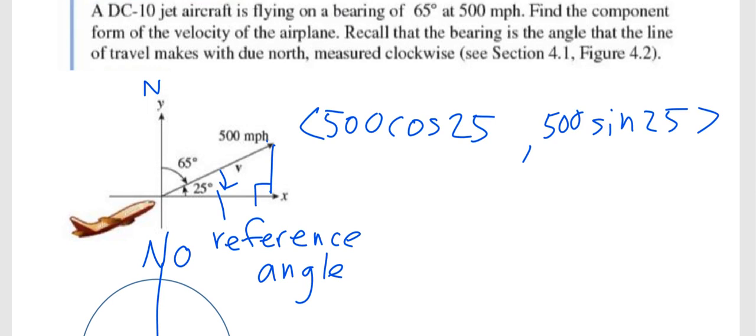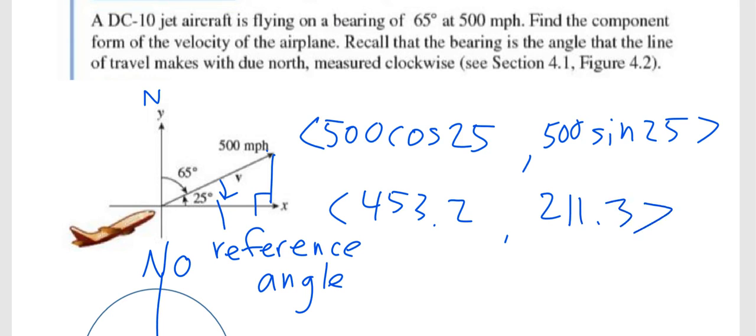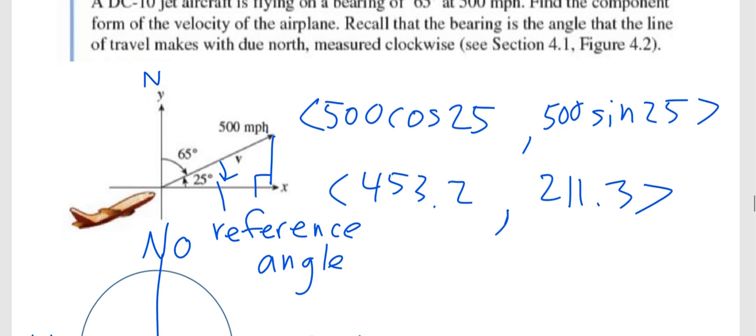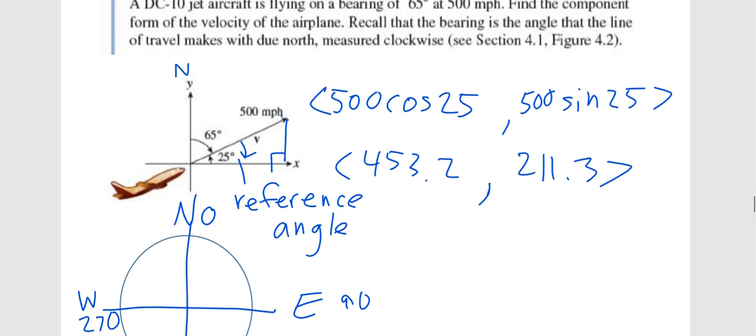And those components you probably would need to figure out. You could probably round to the tenths because I'm sure they're not nice numbers. 500 cosine 25. What do we get? 453.2. Comma 500 sine 25. 211.3. So something like that. Those are my components. Yes? What, the 500 cosine 25? You sure? Okay.